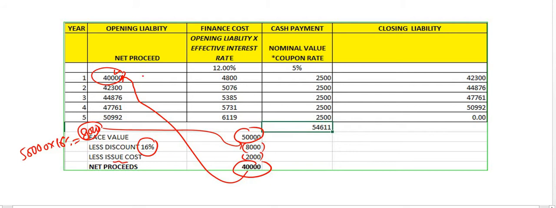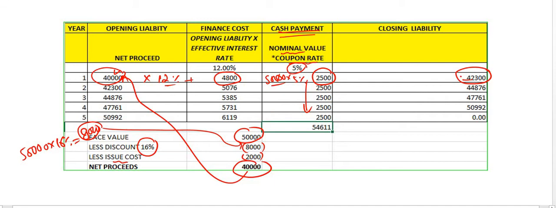Now you will multiply this net proceed by 12%, which is the effective interest rate, and you will get this amount, which is a finance cost, and it increases the financial liability: debit finance cost, credit liability. Now here we have some cash payment. The cash payment will be the nominal value multiplied by the coupon rate, and the coupon rate is 5%. So the nominal value is 50,000, and if you multiply this by 5%, then you will get this amount, and this will not change because it is based on the nominal value. And at the end you will get this closing liability, meaning the opening liability plus finance cost, and deducting the cash payment, and you will get this amount. This amount will come here.